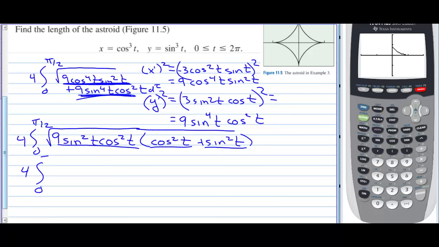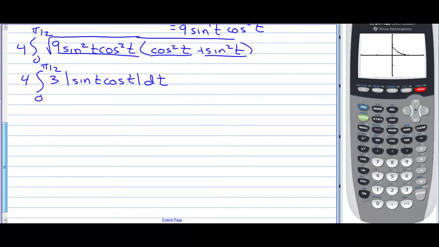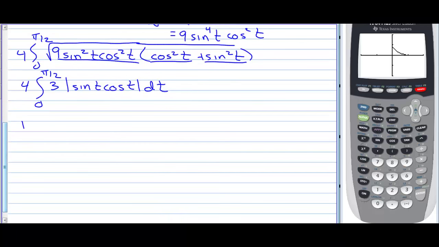Now we're going from 0 to pi over 2 of 3, really absolute value of sine of t, cosine of t. But we're only integrating from 0 to pi over 2, and both sine of t and cosine of t are positive there, so we don't have to worry too much about that absolute value. Well, let's pull the 3 out. We get 12, 0 to pi over 2 of sine of t, cosine of t dt.